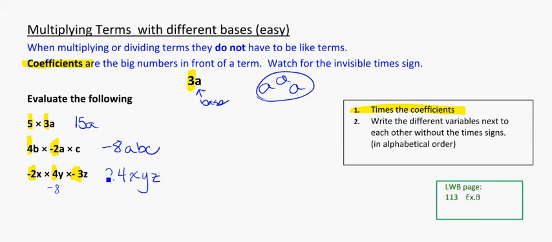So again, if the bases are different here, it's quite simple. You'll times together the coefficient, or the big number in front, watch for a negative times a negative, etc. And then once you've done that, write out your bases in alphabetical order. If there's a power with them, go ahead and write that as well.